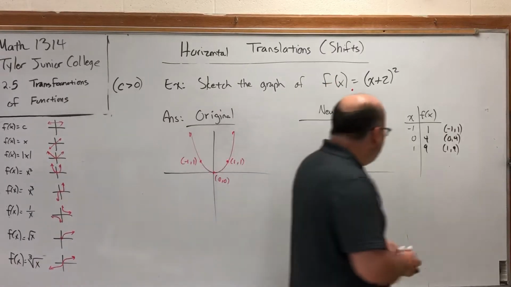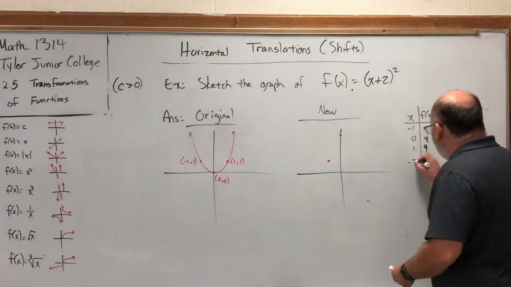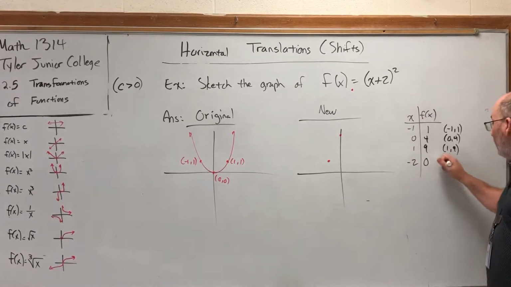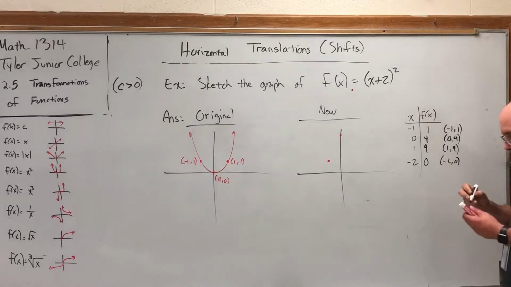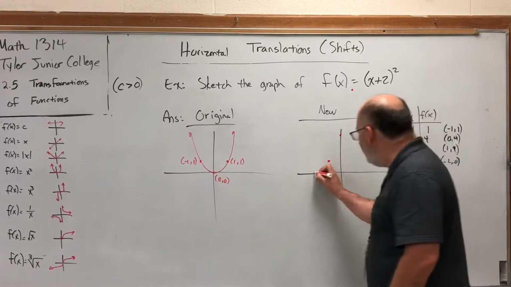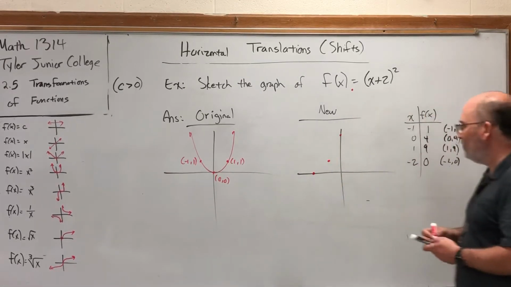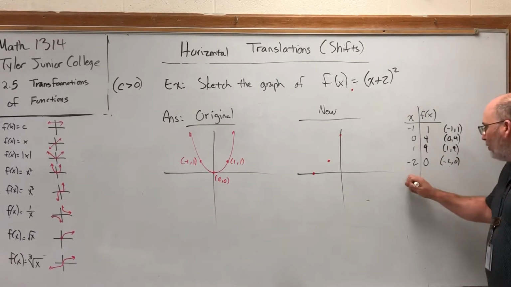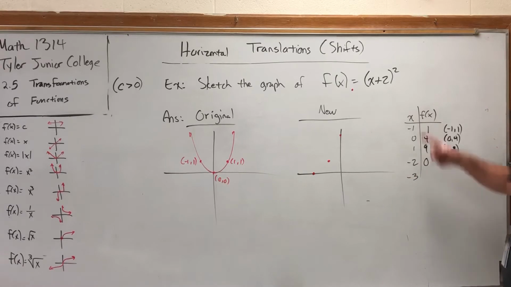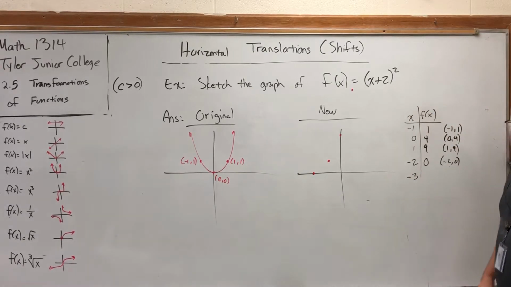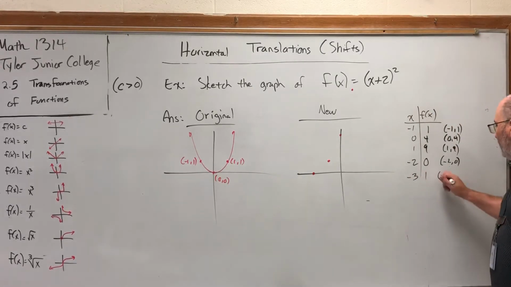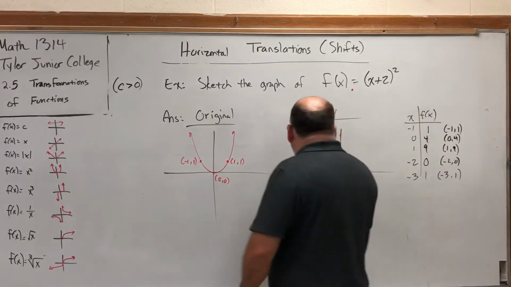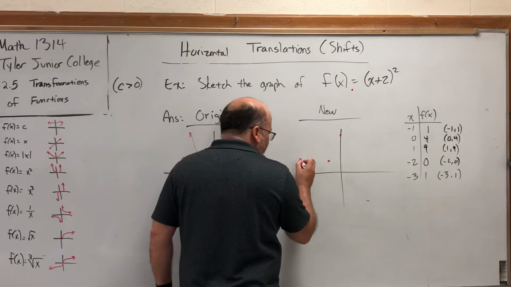So we need a number less than -1, so let's try -2. -2 plus 2 is 0, 0 squared is 0. -2, 0 is a point on my graph, so right about here. Yeah, this looks like it's moving to the left, but let's confirm it one more time by substituting one more number to the left, -3. -3 plus 2 is -1, -1 squared is 1. -3, 1 is a point on the graph. That would be back here, and now I think I see where the parabola is.